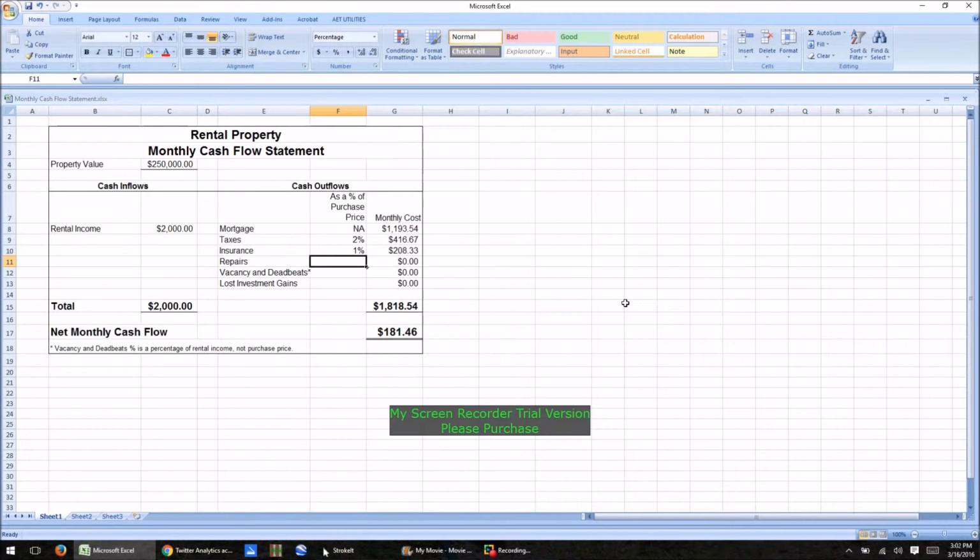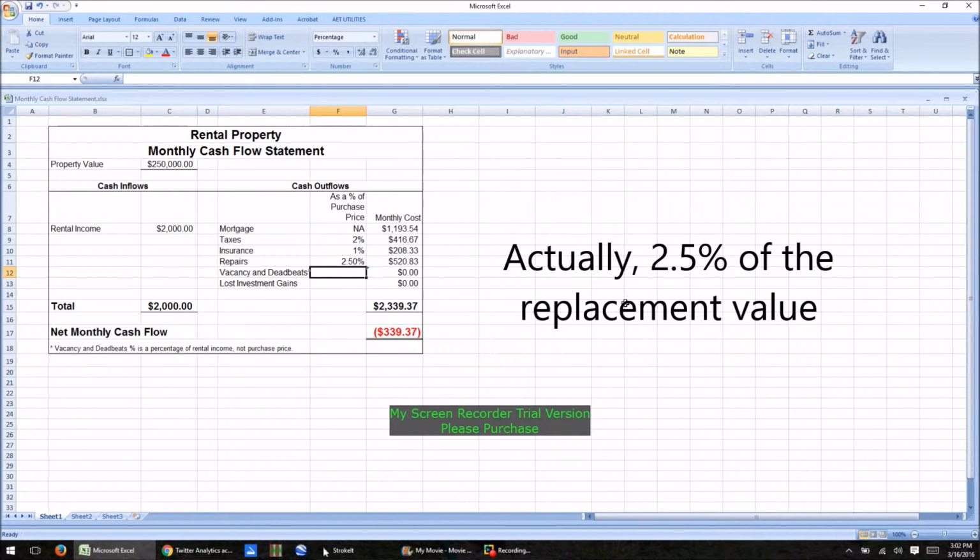Repairs. Repairs are simpler. In one way, they're more difficult in the other way. No one can tell you exactly what your monthly repair costs are. But a rule of thumb is that repairs over the long term to maintain the quality of a property over time is about 2.5% a year. So that's my standard assumption whenever I'm looking at properties. Let's type that in. 2.5% a year. The monthly cost is going to be $520 a month.